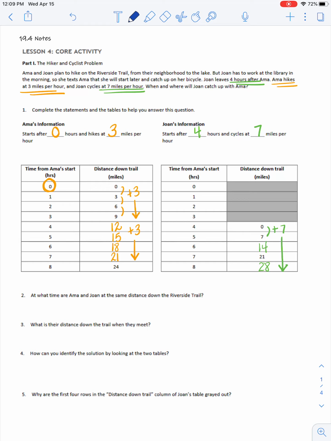Okay, all right. Let's take a look at these questions. So at what time are Amma and Joan at the same distance down the Riverside Trail? So we are looking in these tables and we're looking for where both tables show the same distance at the same time, because that's where they're going to end up meeting. And if we look at 7 hours after Amma's start, both girls are at 21 miles down the trail. So at what time? We can answer at 7 hours.